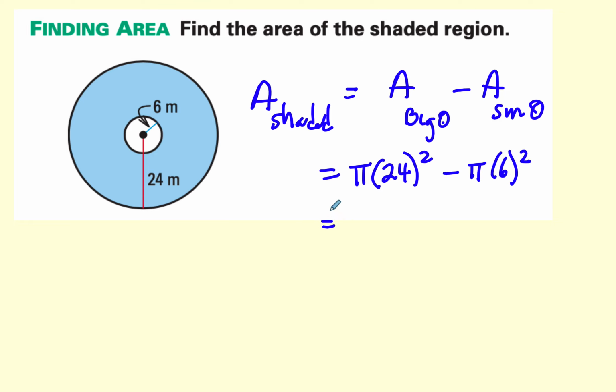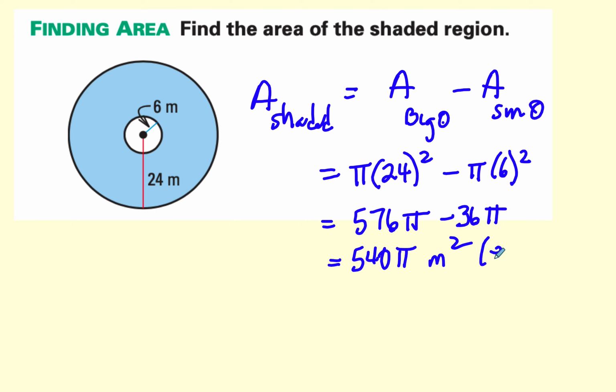So 24 squared is 576 pi, and this is 36 pi. When we subtract 36 pi, I'm going to get 540 pi. This is an exact answer, and this is area, so it's meters squared. Again, it's exact. When you leave the pi in, it's exact.